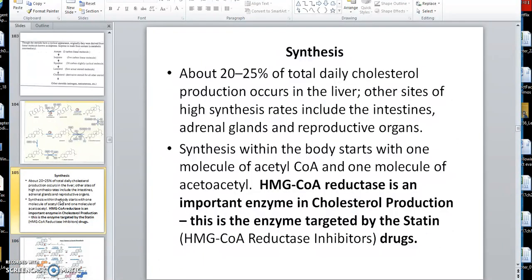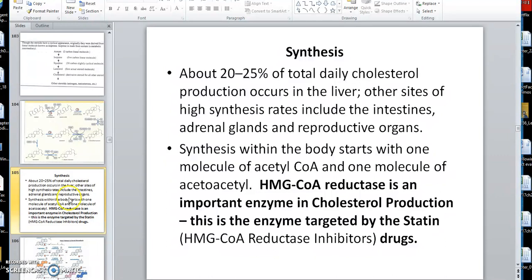Some people have high cholesterol. I'll talk about that in ANP too. If they have high cholesterol, what will we do? We would try to put them on a diet to bring their cholesterol down. But sometimes the diet alone doesn't work. So they may be producing too much cholesterol in their body.